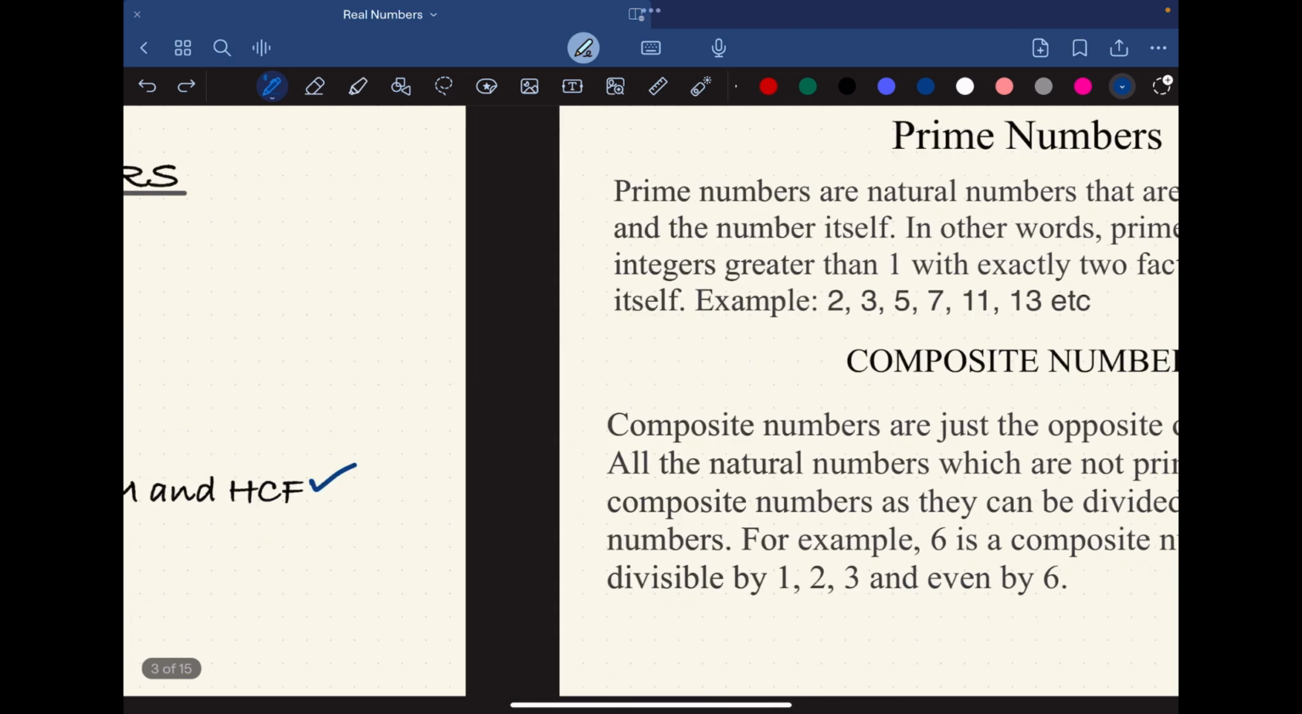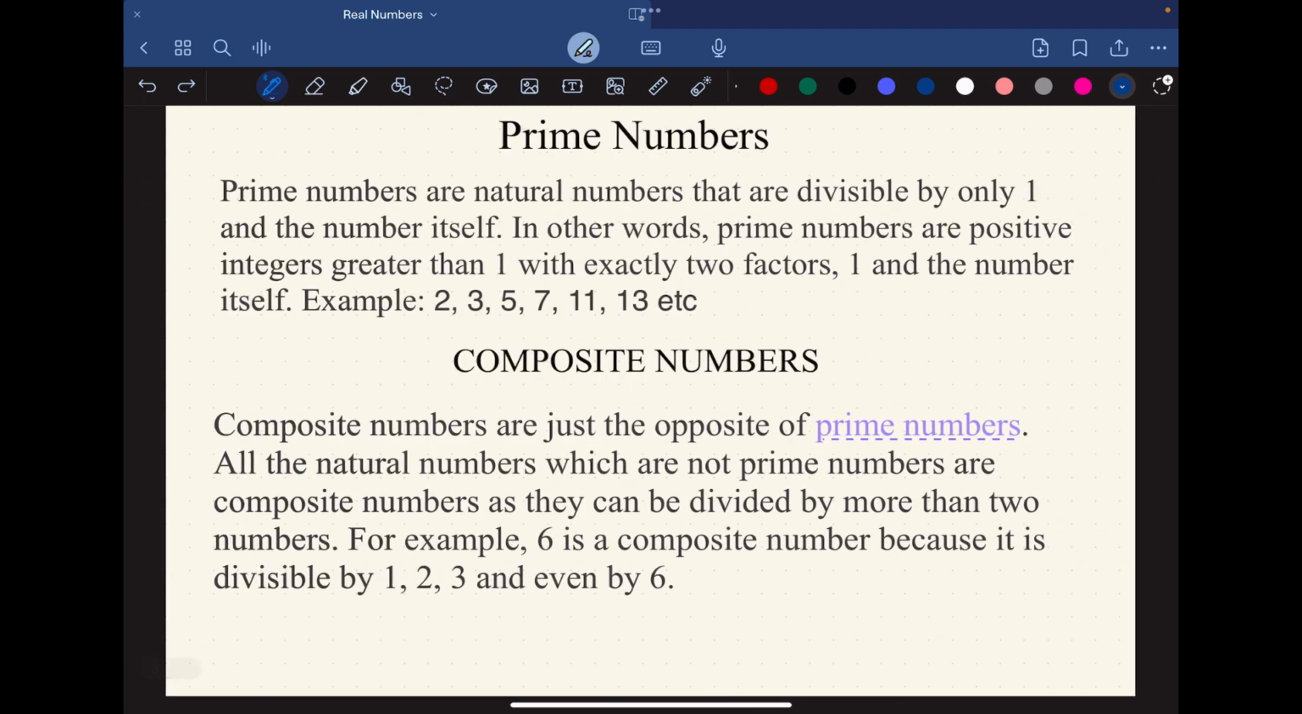So let's go ahead. Prime numbers are natural numbers that are divisible by only 1 and the number itself. Only 1 and the number itself. So now let's see some examples of prime numbers. You can see here 2, 3, 5, 7, 11, 13, etc. is given. So why have we taken these numbers? Let's see an example, 7. If we take the factors of 7, they are 1 and 7. It can be divisible by only 1 and 7, right? So such types of numbers are called prime numbers.